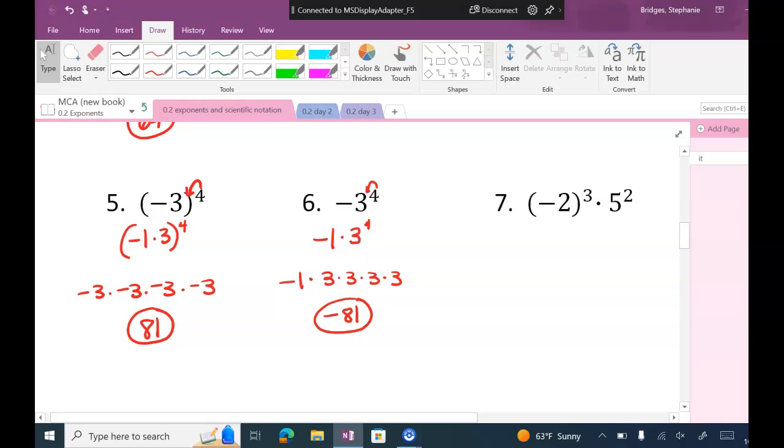All right, number 7, I want you to do that one. I need you to evaluate negative 2 to the 3rd, and then evaluate 5 squared, and then you would multiply the results. Again, if you're using your calculator, make sure you put parentheses when they are written in the problem. Otherwise, it will give you a different answer. Not all the time, but sometimes.